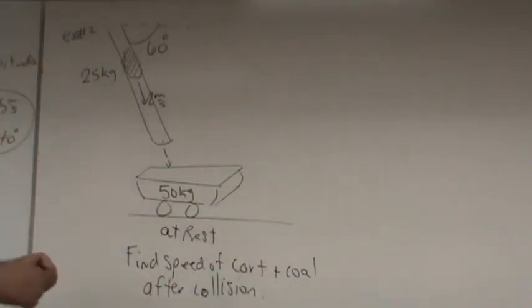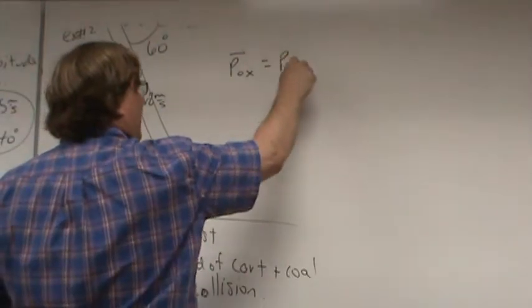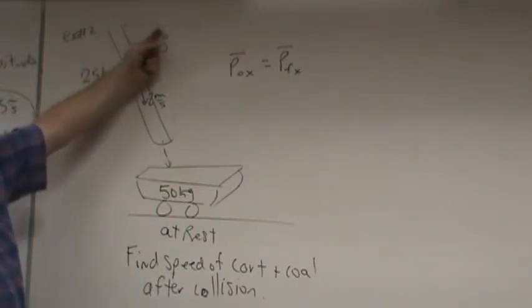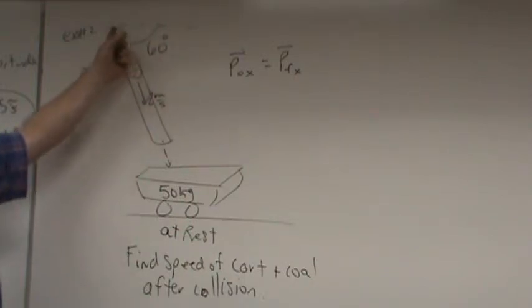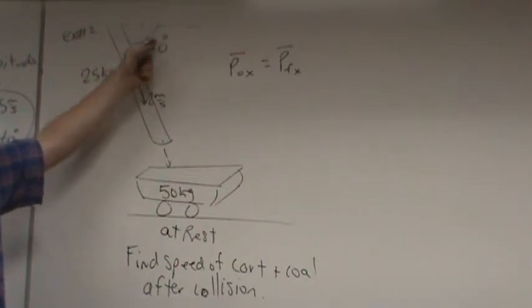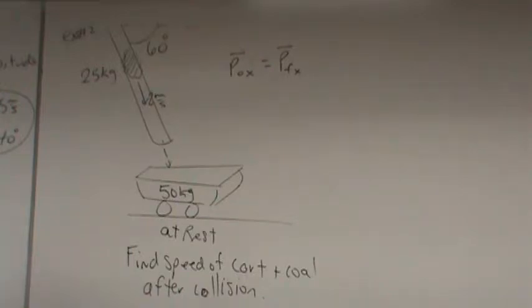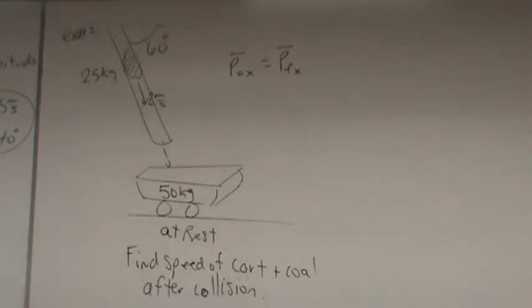So please do, here, I'll even get you started. Initial momentum in the x direction equals final momentum in the x direction, which means I'm not going to be using 8, no siree. What am I going to have to use for my velocity? How about the x component of the velocity? So I need everyone to please get the x component of your coal's velocity, because that's all that's going to matter. Okay, good luck. Get the x component of the coal's velocity, get the initial momentum in the x direction and the final momentum in the x direction, and find the speed at which the cart and coal go after the collision.